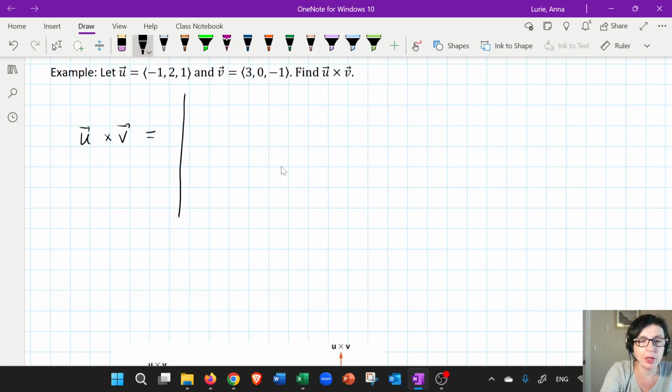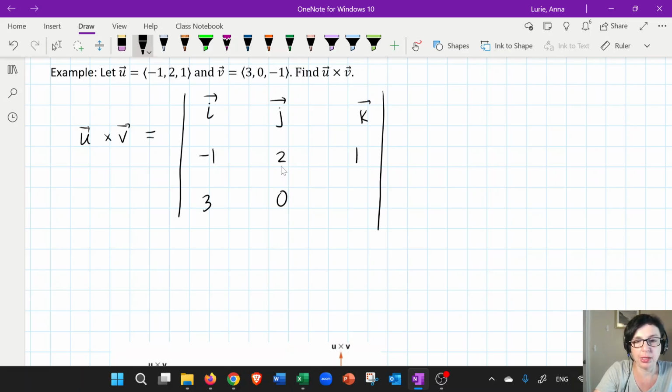Okay, so in the first row, we're going to put the standard unit vectors, I, J, and K. Now, in the second row, we're going to put the first vector. So we're going to put -1, 2, 1. And then the last row is just going to be 3, 0, -1. Okay, so let's see if we can compute it.